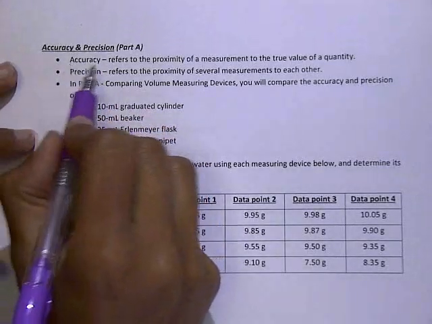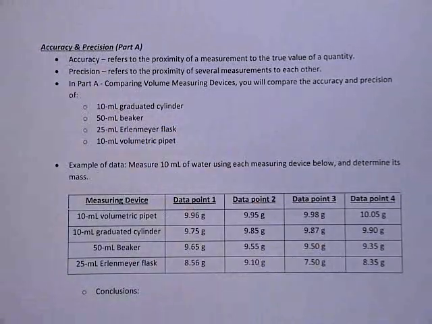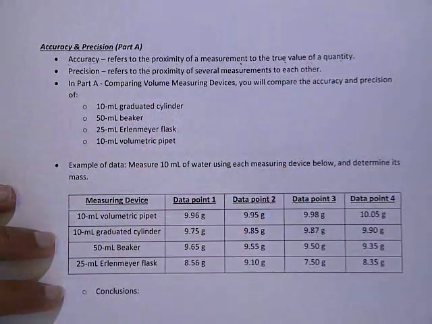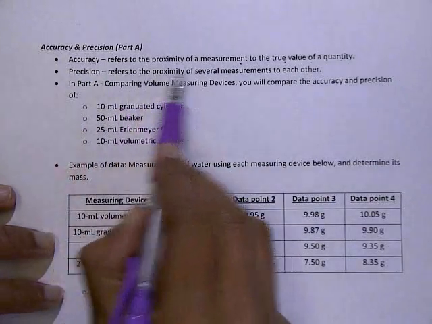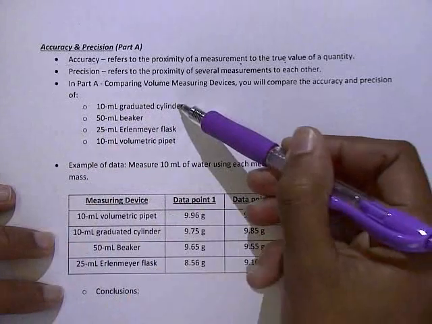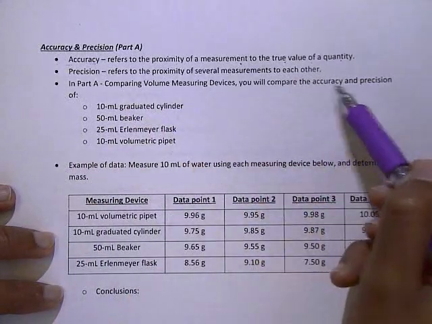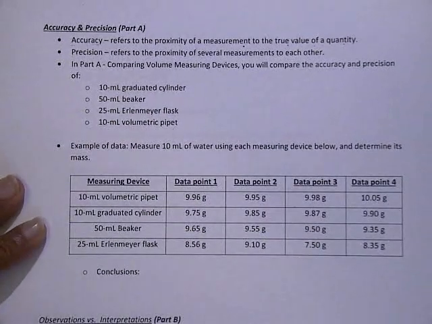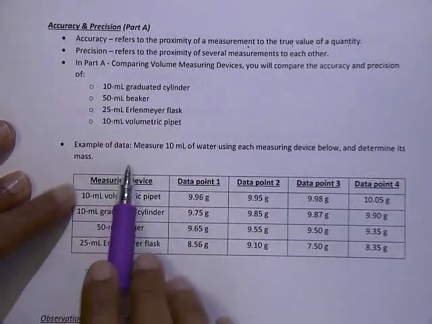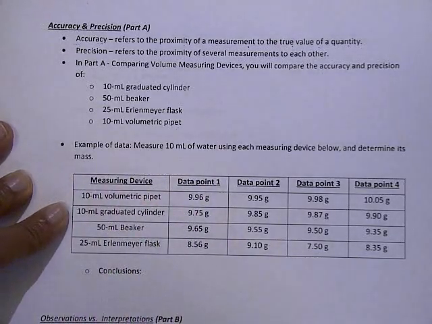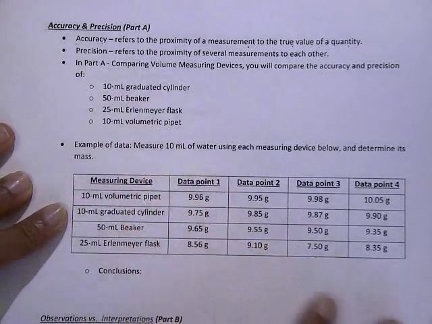So just to review, accuracy, think of these words as you would use them in everyday life. It refers to the proximity of a measurement to the true value of a quantity. Precision refers to the proximity of several measurements to each other. So in part A, we're going to be comparing 4 measuring devices, and we're going to compare their accuracy and precision by measuring 10 milliliters of distilled water. Now, an example of the data that you might be collecting. So why are we using water?